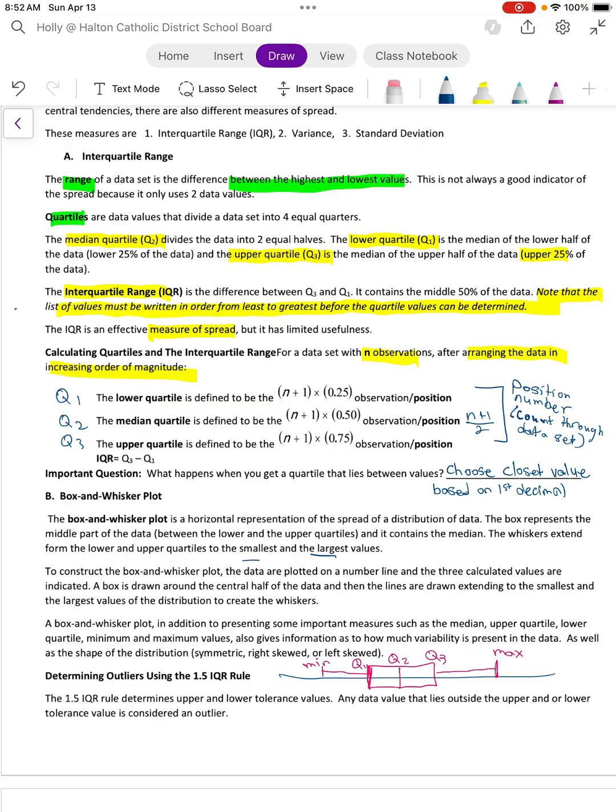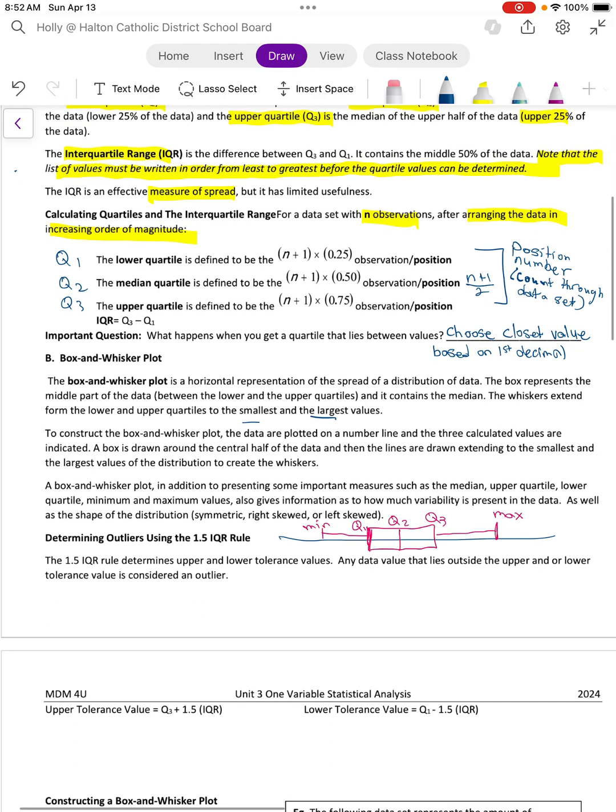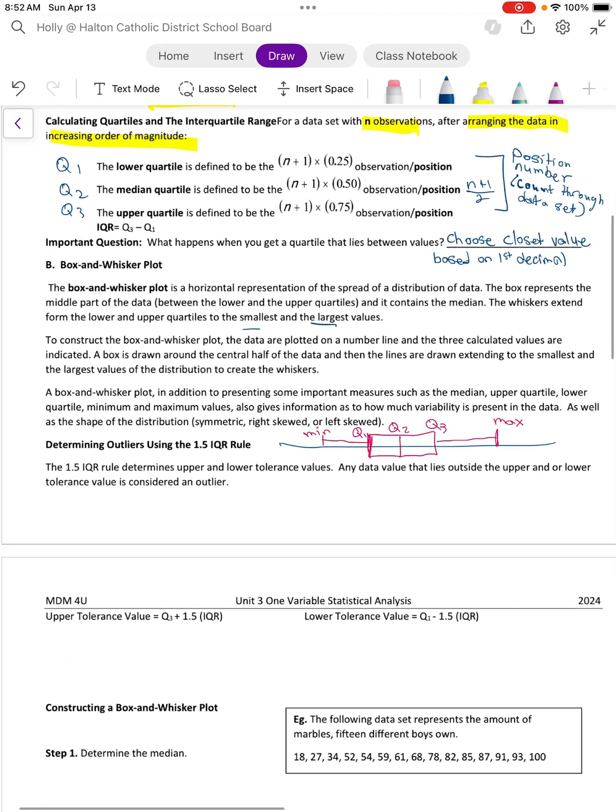You have a 1.5 IQR rule. It determines the upper and lower tolerance values. So basically anything above or below those values would be considered outliers. So you can actually calculate it as opposed to just looking. Sometimes you would look at, say, a scatter plot and see what values are outliers, or you look at a data set, what numbers appear to be greater or less than the general trend of the data. In this case, you would be actually calculating it. So any data value that lies outside the upper and lower tolerance value is considered an outlier.